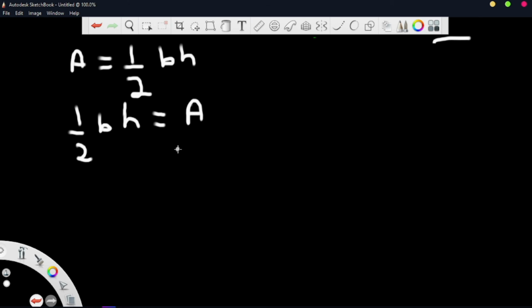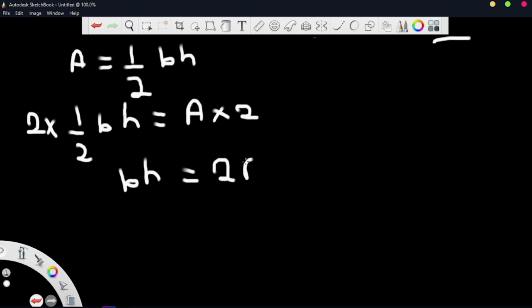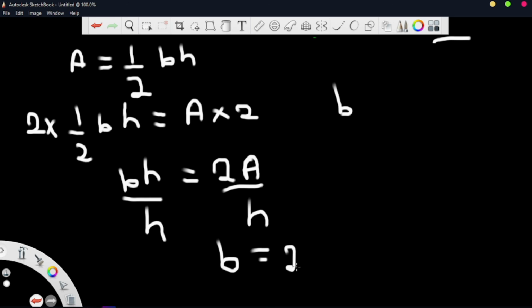And then straight away, if I wanted to get rid of the half, I can simply multiply by 2 both sides. Multiply by 2, and this side I can also multiply by 2. So right here, once I multiply, 2 and half will give me a 1. So I'll remain with bh is equal to 2 times area. And now, since I want to make b the subject of the formula, I can divide by h, and then have b being equal to 2 times the area over the height.